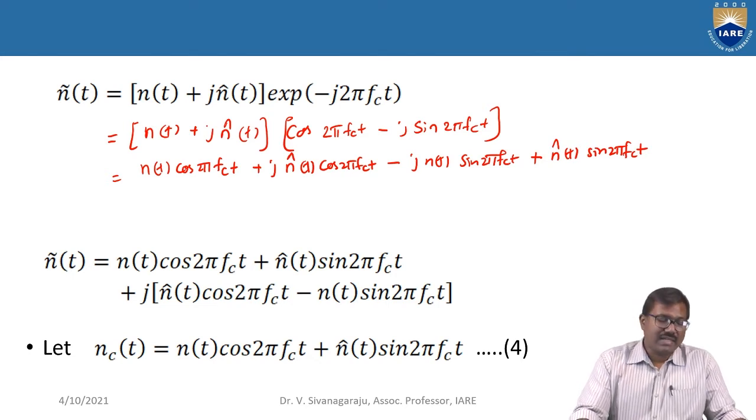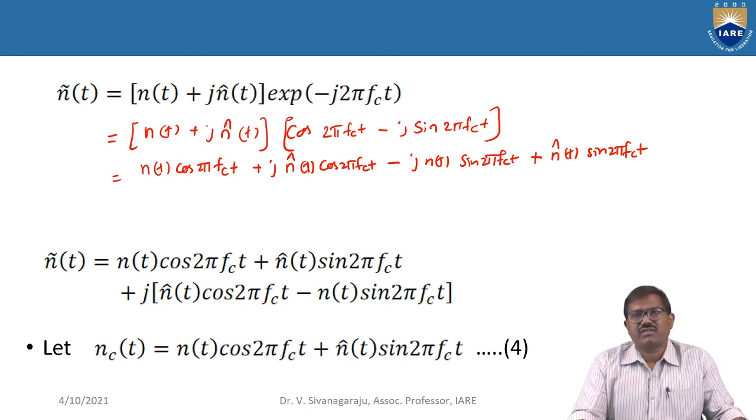Let nc of t be equal to n of t cos 2 pi f c t plus n cap of t sin 2 pi f c t. That is our fourth equation. That is n tilde of t, which is equal to n of t, the first term, the real part.